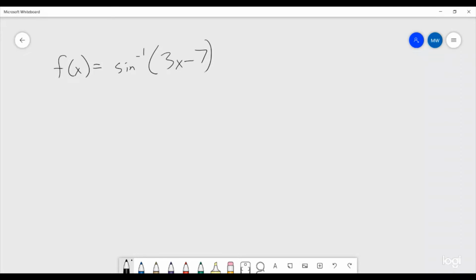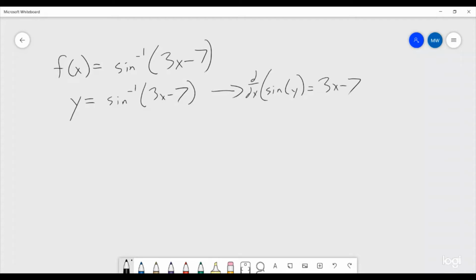However, I have a very hard time remembering them, and so I always approach these through the eye of implicit differentiation. So if we say that y is equal to inverse sine of 3x minus 7, then that tells us that sine of y is equal to 3x minus 7. And so at this point, I then take the derivative of everything with respect to x, and I just do implicit differentiation to figure out what that's going to be.